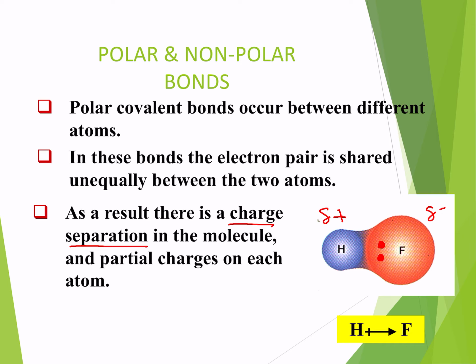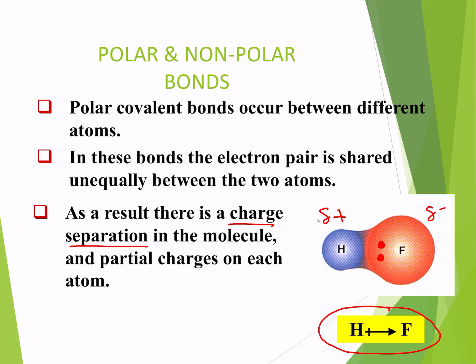But these aren't full positive or full negative charges, because the electrons haven't been transferred, right? We see electron transfer in ionic compounds. But in covalent compounds, the electrons are just being shifted within the bond. The electrons are shifted within the bond closer to fluorine because it's more electronegative. So fluorine gets the partial minus, like it's gained electrons, and hydrogen gets a partial positive, like it's lost electrons.